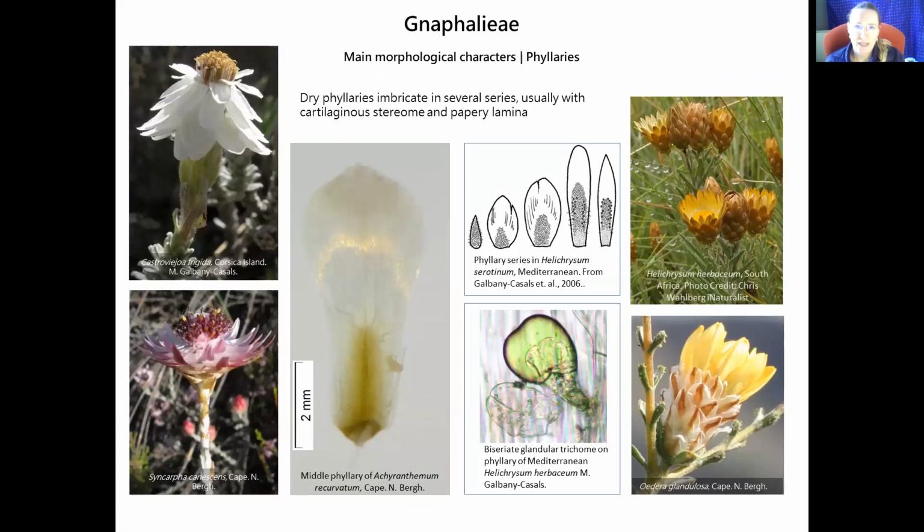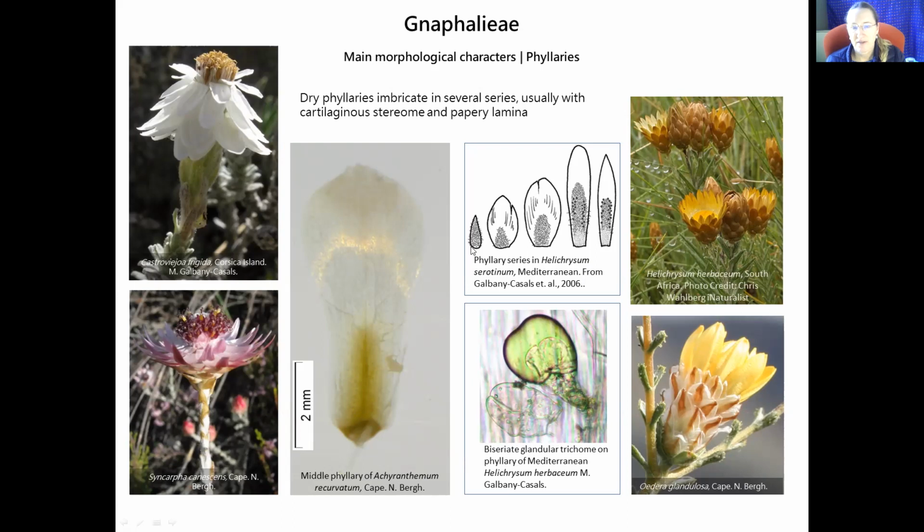The phyllaries are so characteristic in Gnaphalieae and often make up the showy part of the capitulum, because very few Gnaphalieae have ray florets. In Gnaphalieae, we call this basal part of the phyllary the stereome. It's often thickened or cartilaginous, and this is the portion that can bear glandular or eglandular trichomes. The apical portion of the phyllary is thinner and papery and often brightly colored. This forms the showy part.